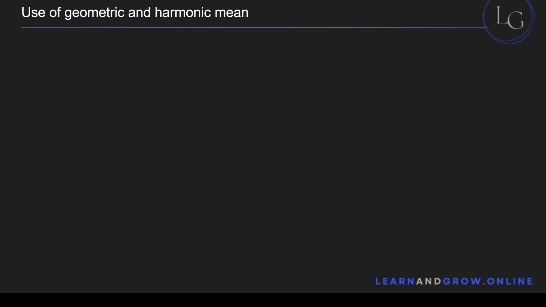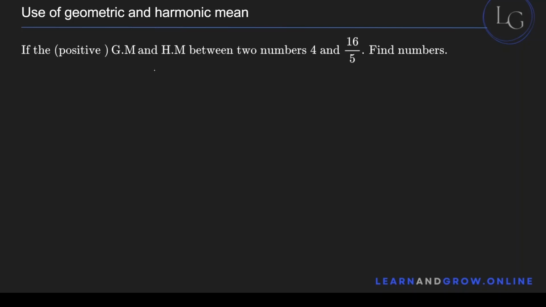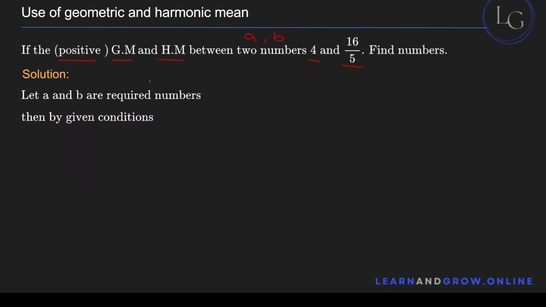Now, let's see the use of geometric and harmonic means. If the positive geometric and harmonic mean between two numbers, let's suppose these two numbers are a and b. If the geometric mean is 4 and the harmonic mean is 16 by 5, find the numbers, find a and b. That's the question. So, let a and b be the required numbers, and then these are the conditions given to us.